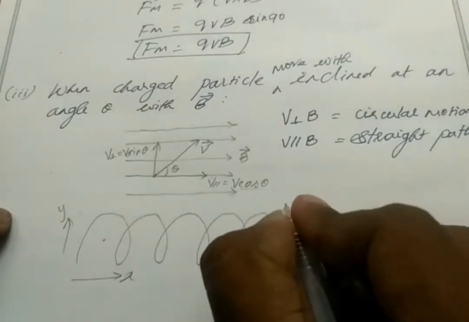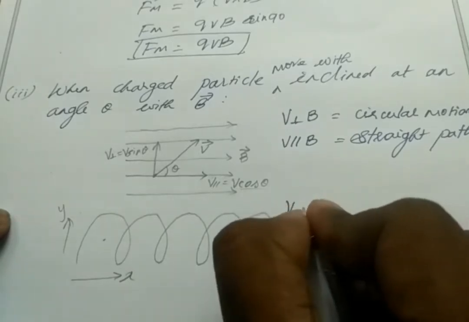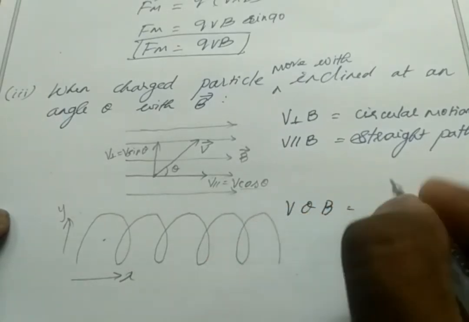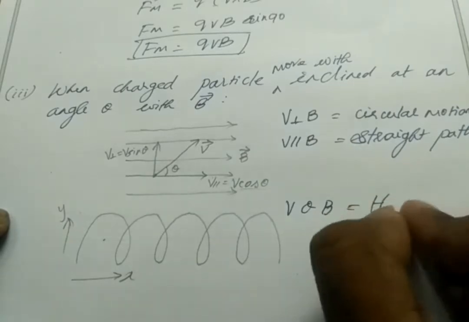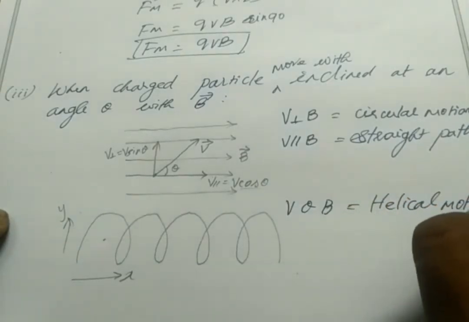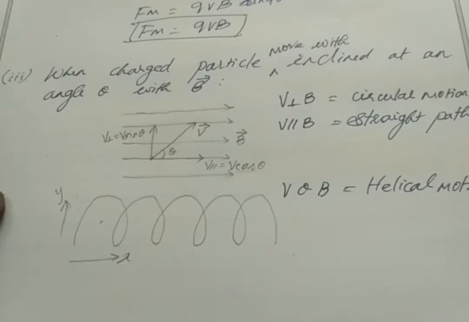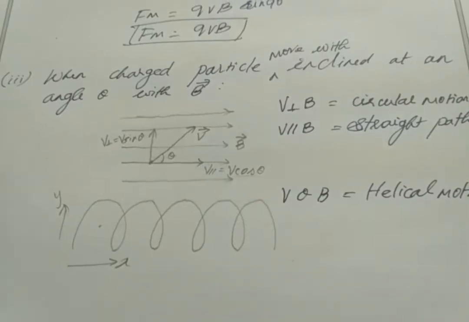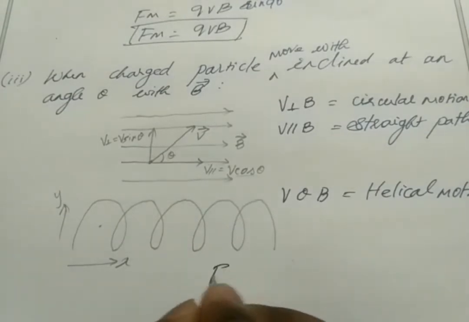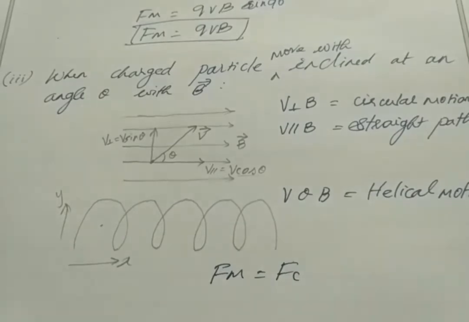So if we create an angle with B, then the motion will be helical motion. Okay, so here we also have a radius equation. So what is the radius equation? Simply use the formula. Our magnetic force will be equal to centripetal force, right?